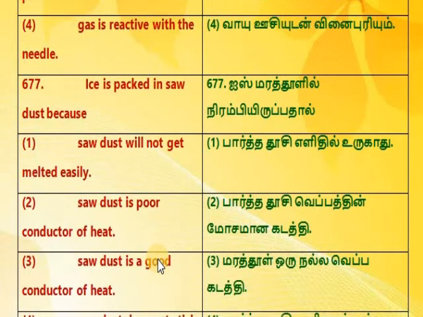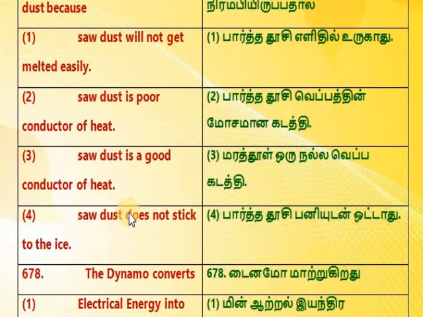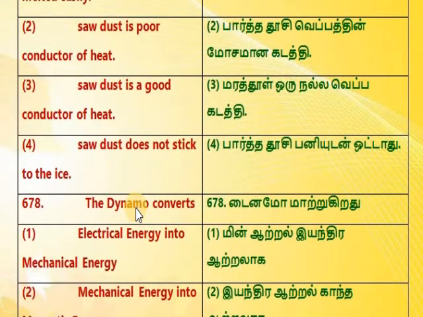677. Ice is packed in sawdust because: 1. Sawdust will not get melted easily, 2. Sawdust is a poor conductor of heat, 3. Sawdust is a good conductor of heat, 4. Sawdust does not stick to the ice.